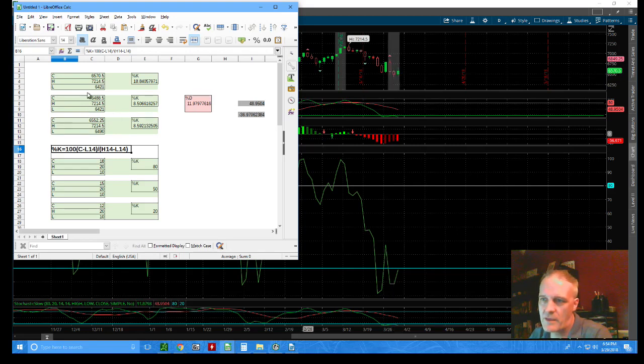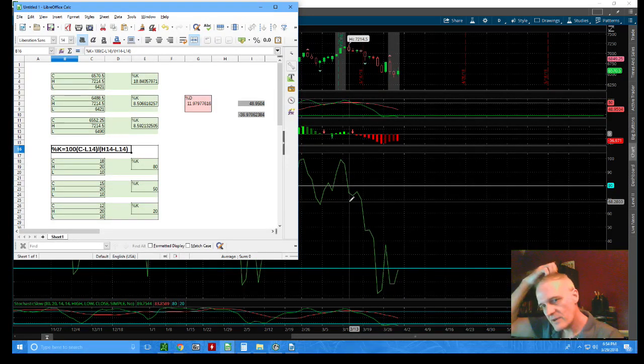If we take the low and subtract it from the close, and then we divide that by the difference between the high and the low, and we multiply it by 100, then we get 18.84. And you can see here on this chart, this bubble here shows 18.84. All right, that's how percent K is calculated.